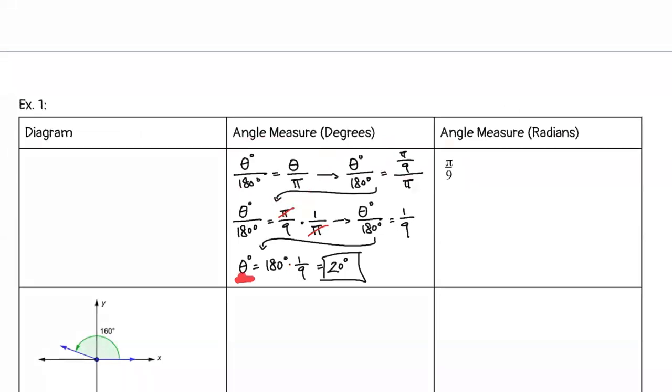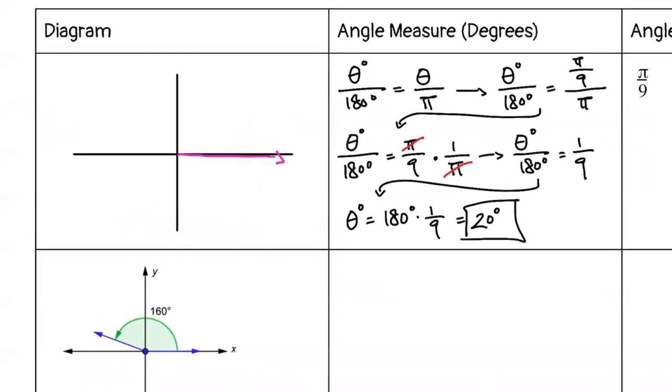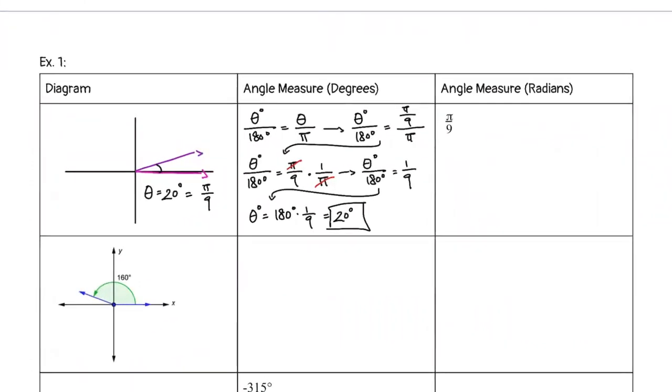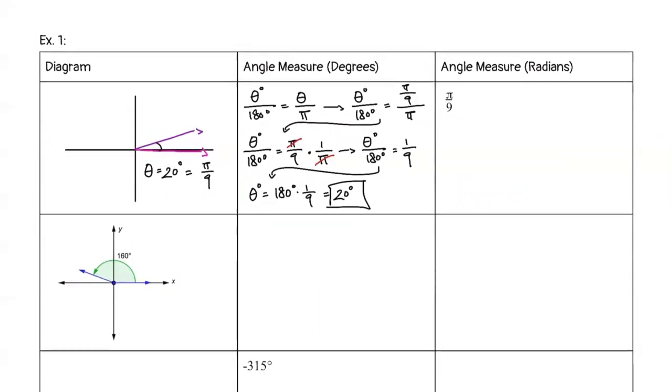Now, if we want to finish up this example and draw a diagram, I want to think again about my initial side. Here is my initial side. And then I want a 20-degree angle, so maybe somewhere like here is my terminal side. And this we just want to label as theta equals 20 degrees or pi over 9. All right, any questions on this first example here?